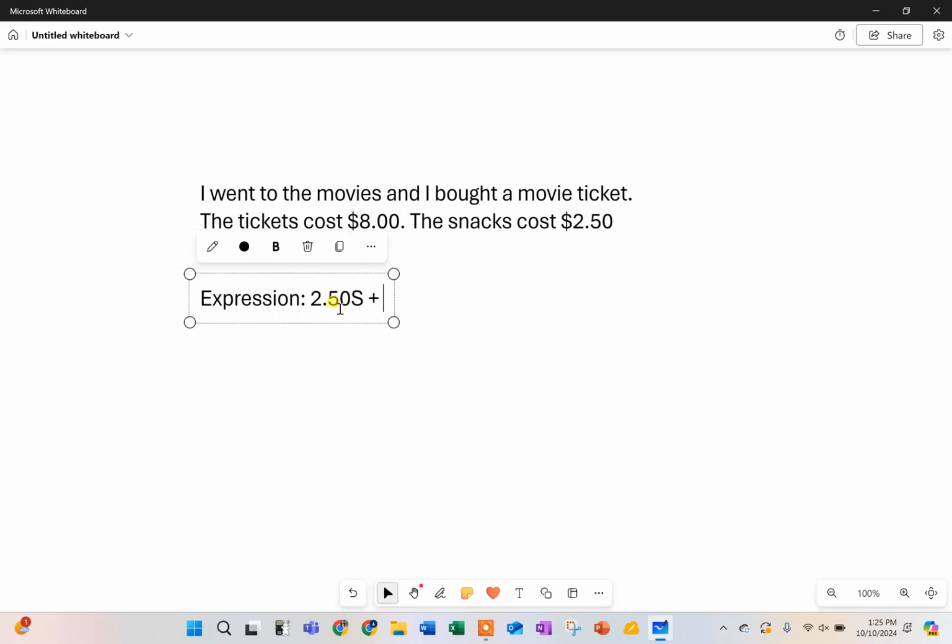2.50s plus 8. And you'll notice there's no equal sign here. And the reason why there's no equal sign here is because I don't know how many snacks I bought, so I don't actually know the cost or how much money I'm actually going to end up spending.